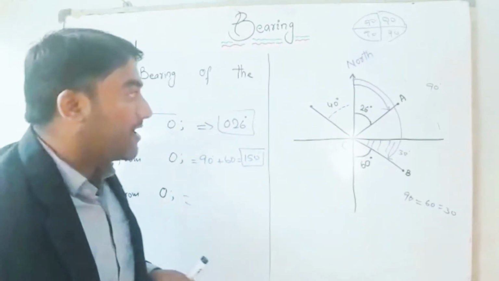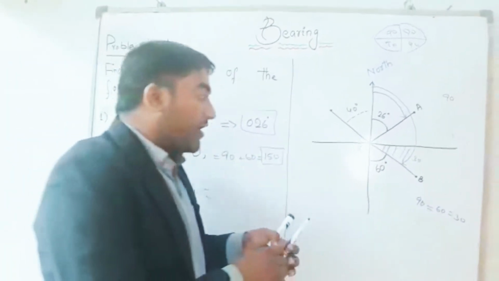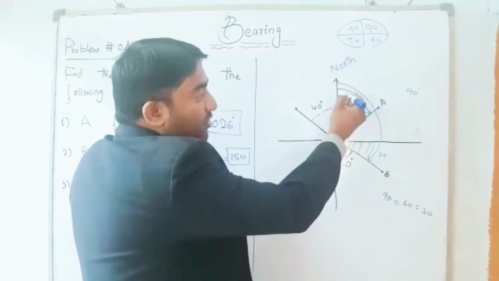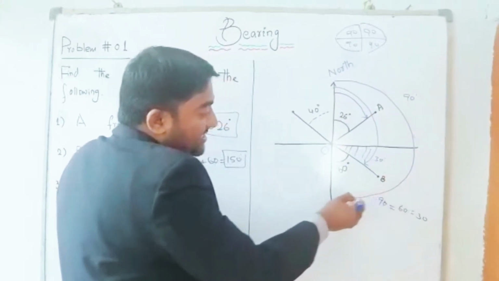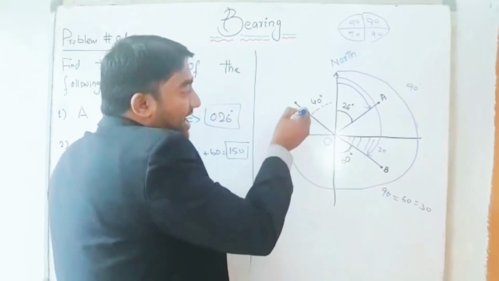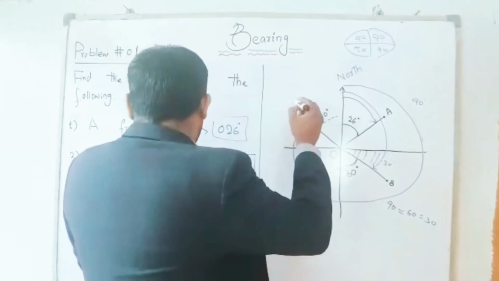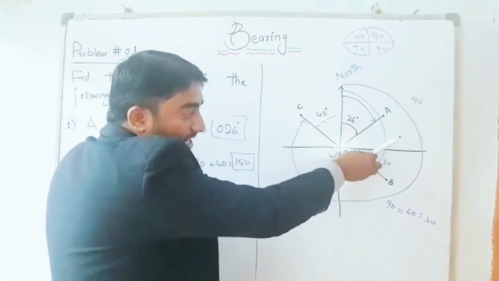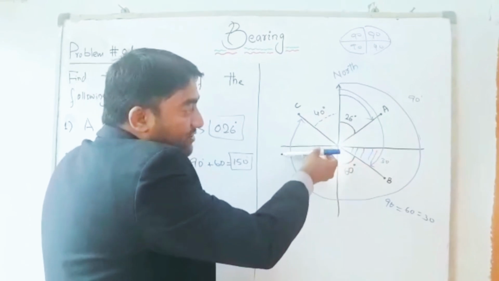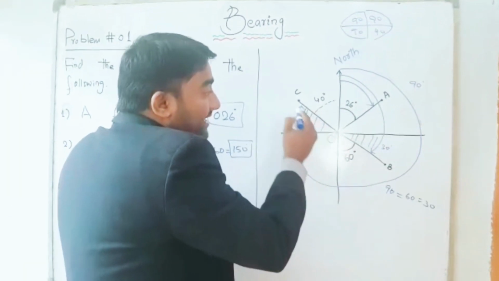For the third part, we have to find the bearing of C from O. From the origin we have to start from the north and move in clockwise direction. This is the first quadrant, this is the second and this is the third, and we have to stop at this point, C here. We know that this is first quadrant 90, this is 180, this is 270, and we have to find the angle till that point.